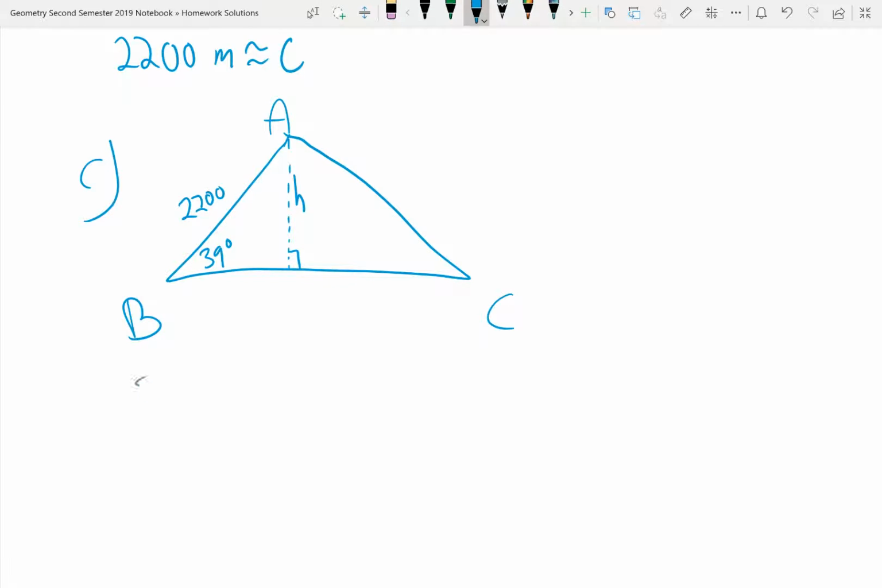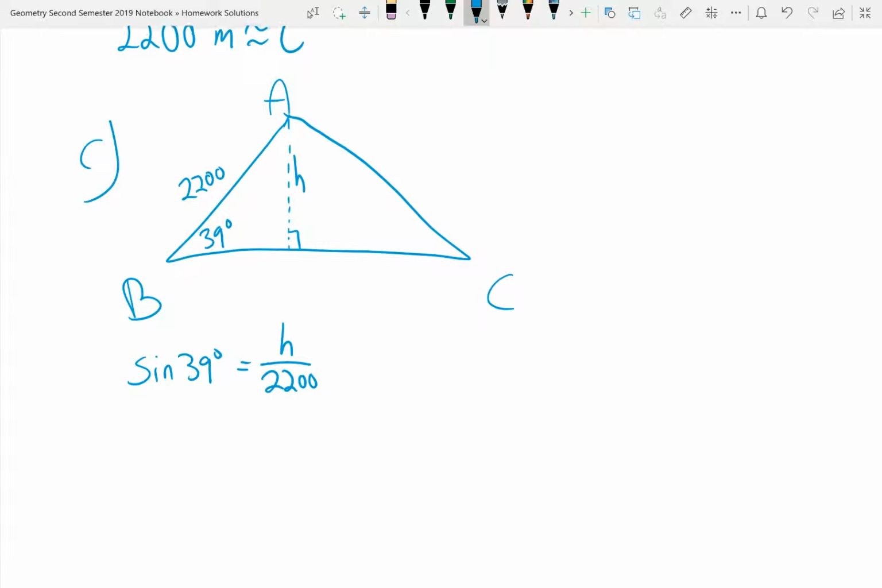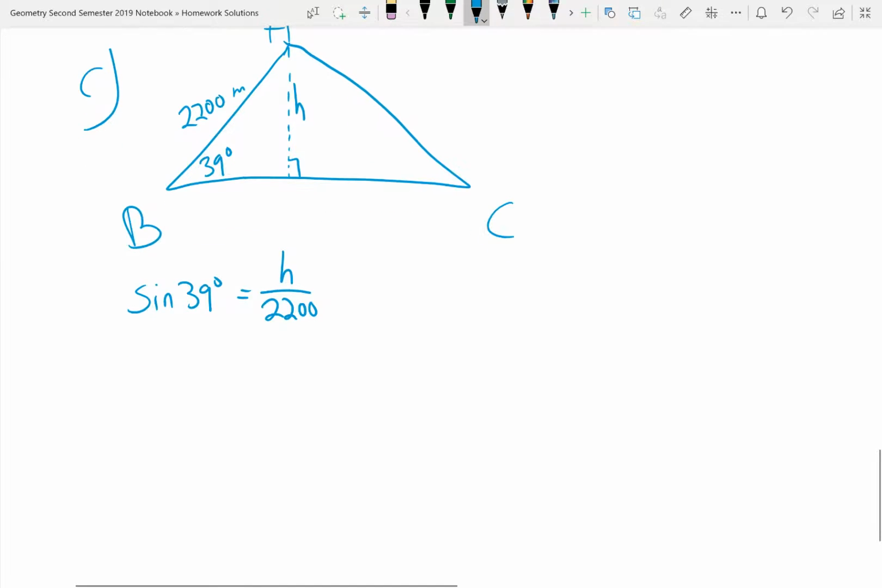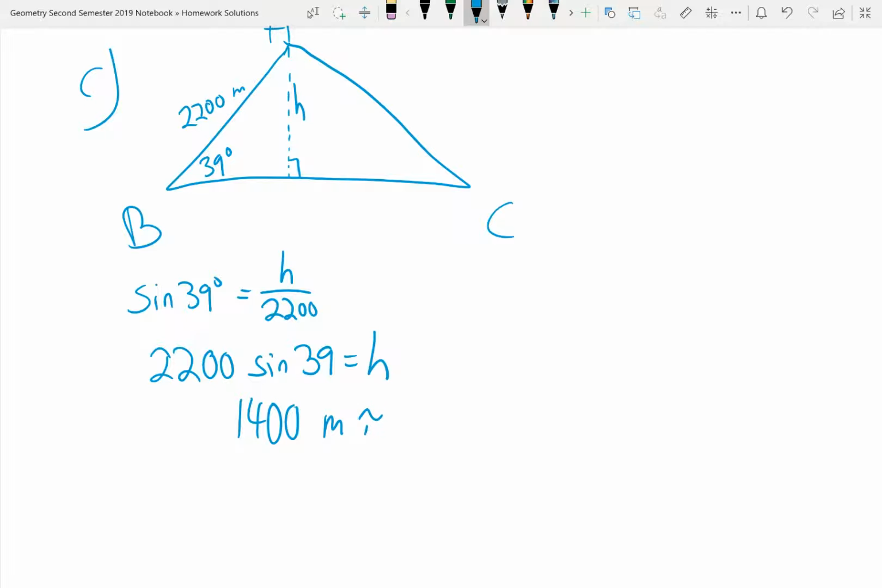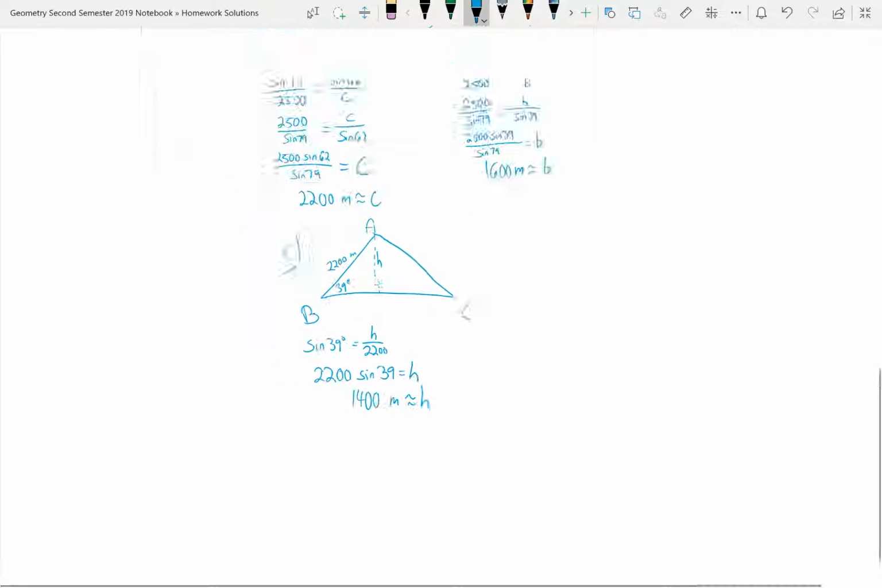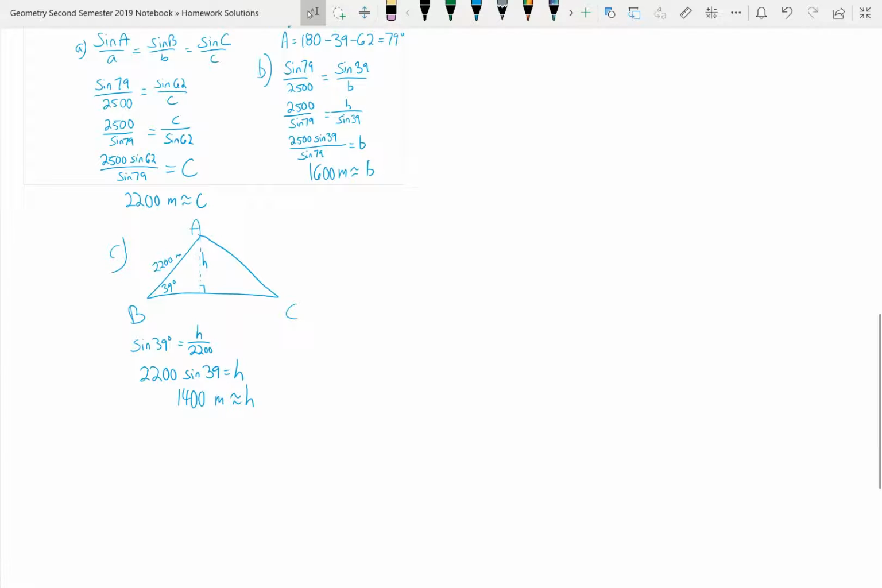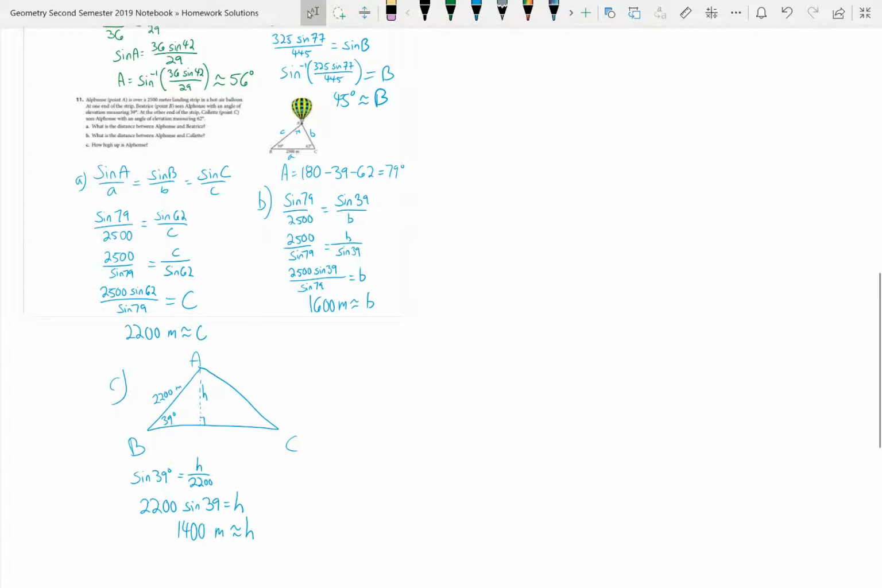So sine 39 degrees equals opposite leg over hypotenuse, and it's meters. So 2200 sine 39 equals H. What is 2200 sine 39? That's going to be about 1400 meters. All right, there we go. Well, that concludes the 12.3 homework part 2.